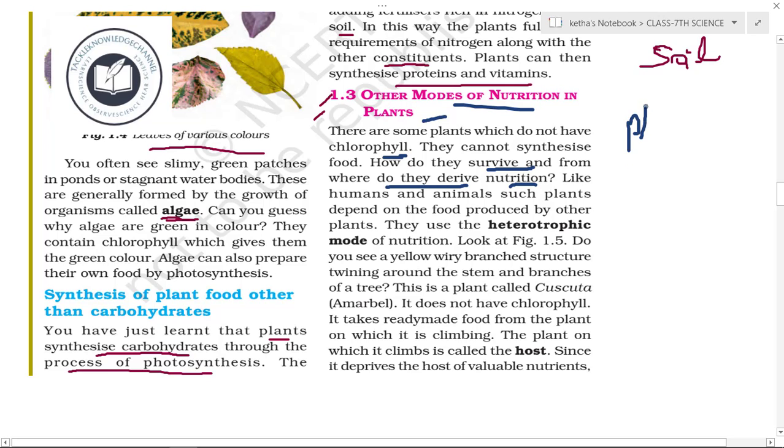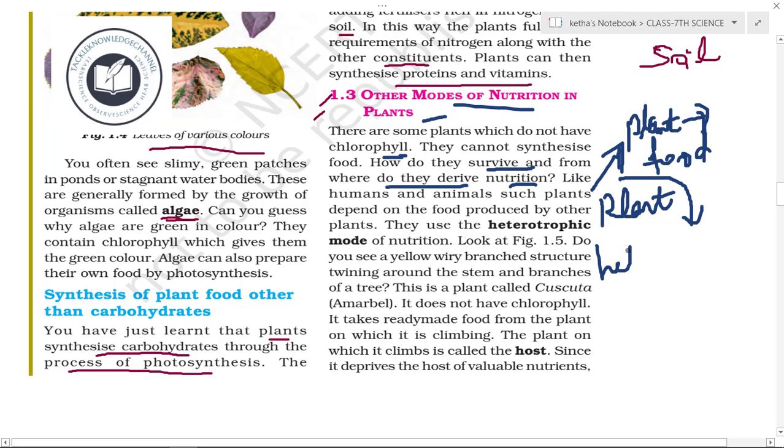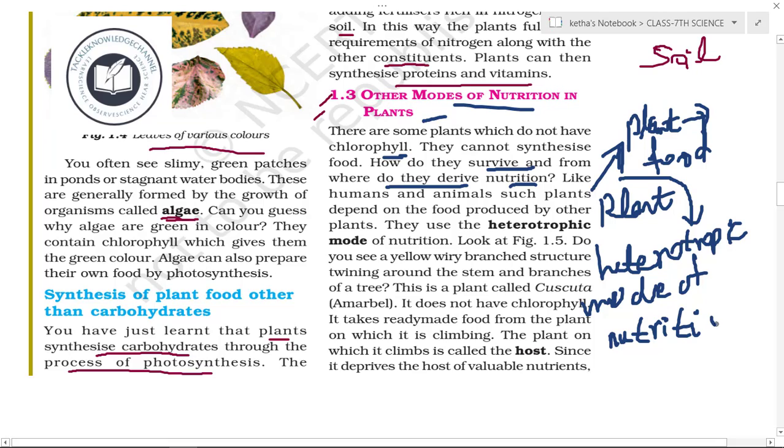So this plant, for example, is preparing its own food. Humans and animals are dependent on this plant. Likewise, another plant is surviving on the food sources of other plants. They use the heterotrophic mode of nutrition. So we call this process the heterotrophic mode of nutrition.